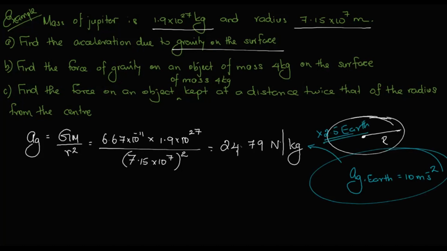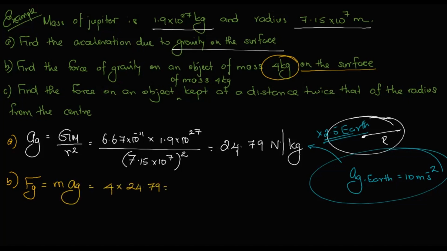So the second question is, find the force of gravity on an object of mass 4 kilograms that is kept on the surface. So we are going to apply F equals ma. Basically what they are asking is find the force due to gravity on a mass of 4 kilograms. So it is nothing but mass times the acceleration due to gravity, which is 4 times 24.79, which is 99.16 Newton, right?